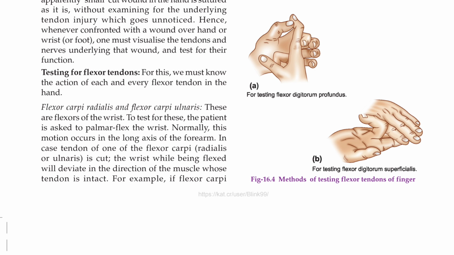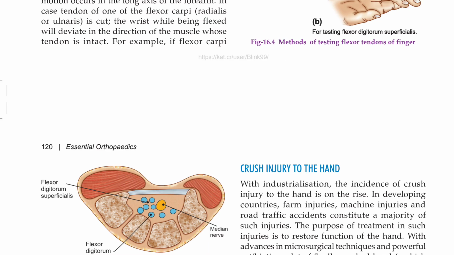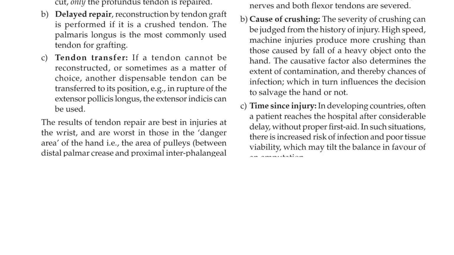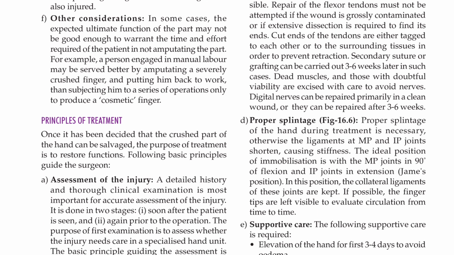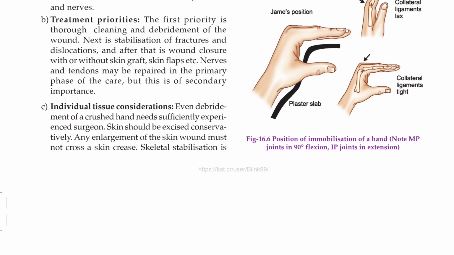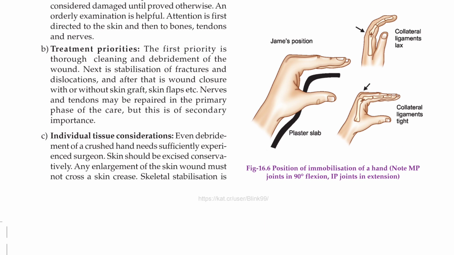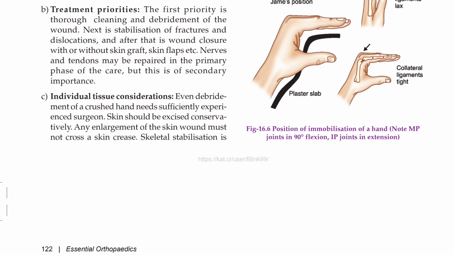So testing like this, method of testing flexor tendon. So for testing flexor digitorum profundus and flexor digitorum superficialis like this. Okay, and for this the flexor digitorum profundus. Crush injury of the hand. Cluster slab, James position, collateral ligament lax, collateral ligament tight.